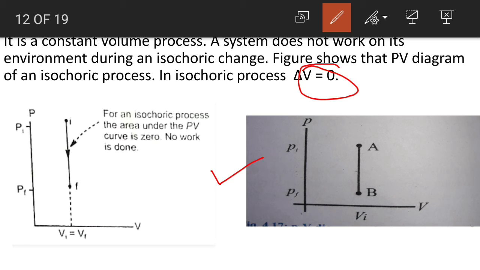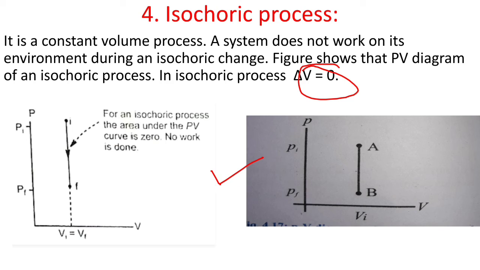From the first law of thermodynamics, Q is equal to delta U plus W, but here the work done is also 0. Therefore according to the first law of thermodynamics, delta U is equal to Q. This means that for an isochoric change, all the energy added in the form of heat remains in the system itself and causes an increase in its internal energy.